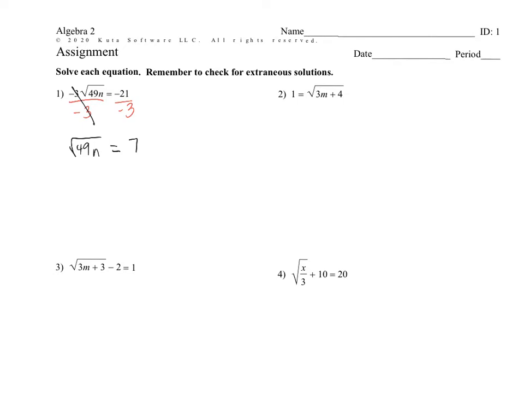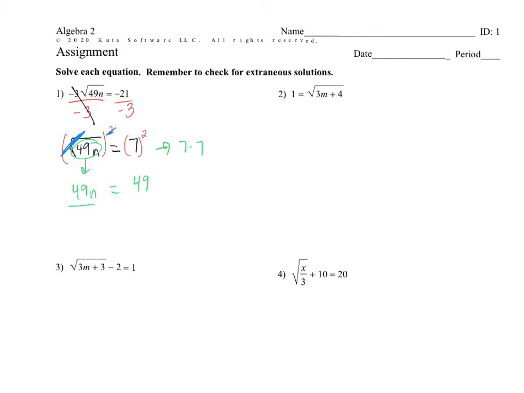In order to do that, I need to square both sides. Okay, we're going to square both sides. What that does is it cancels out my radical, it cancels out my exponent, and leaves me with whatever was in the radical. So in this case, it's 49n equals 7 times 7 equals 49. Okay?